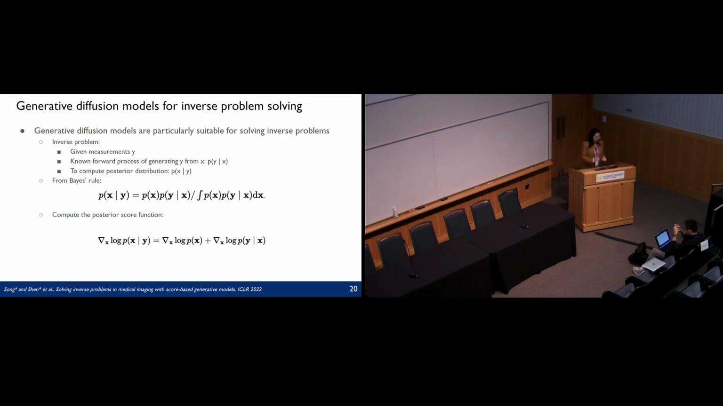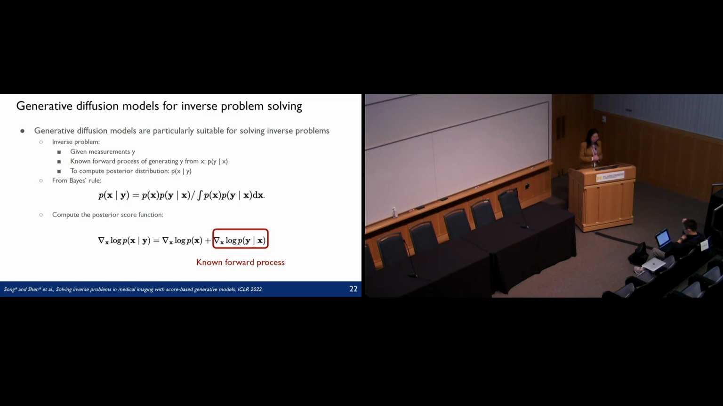From Bayes' rule, we can connect the posterior reconstruction problem to the probability of x given y. So given the measurements, how can we guess what x, our reconstructed image, should look like? Based on this theoretical computation, we get the posterior score function, as shown in the second equation, which relates to two terms. The first one is the score function for the unconditional data distribution. What is this? This is actually what the diffusion model learns for the underlying distribution.